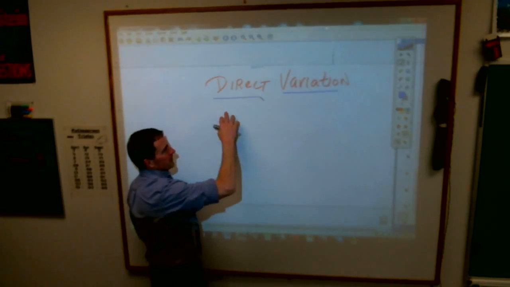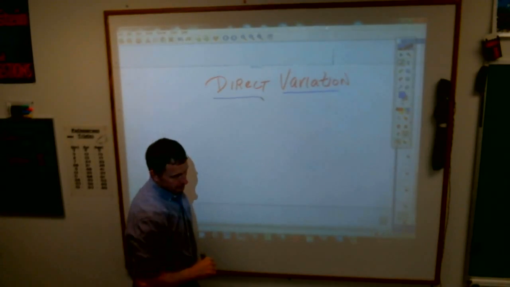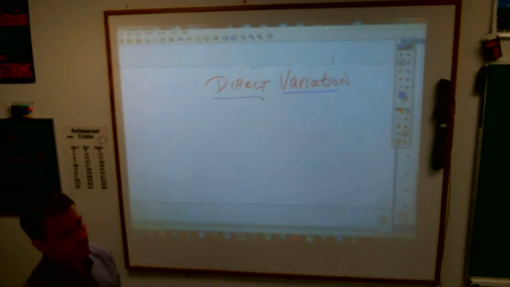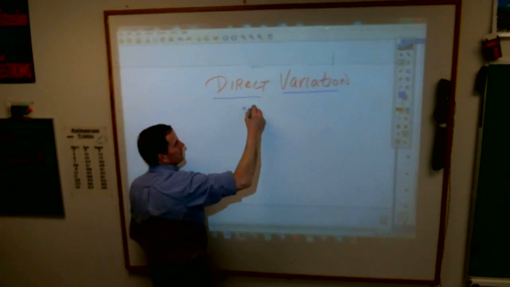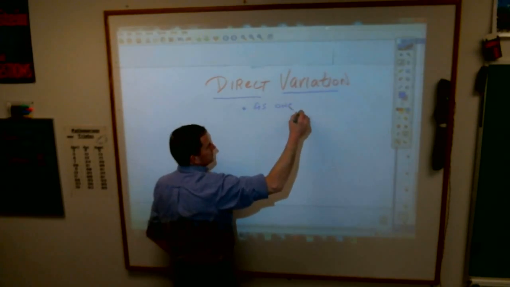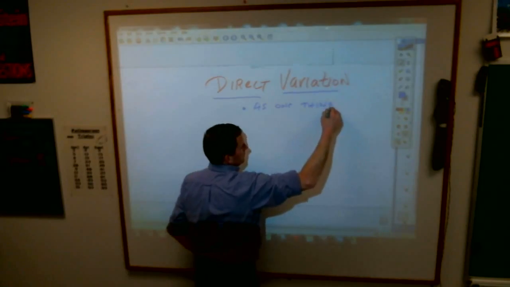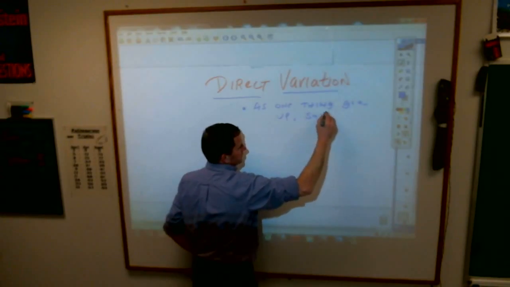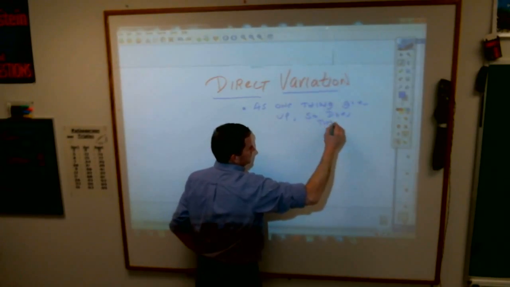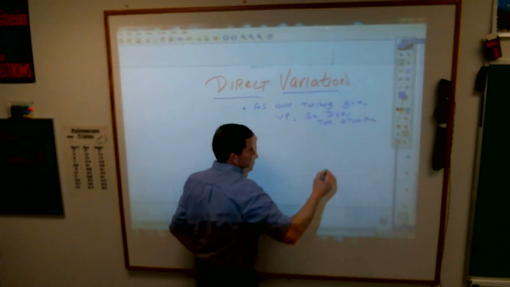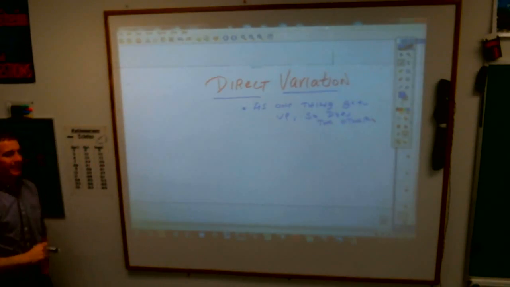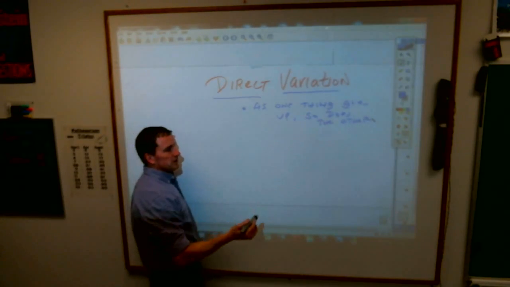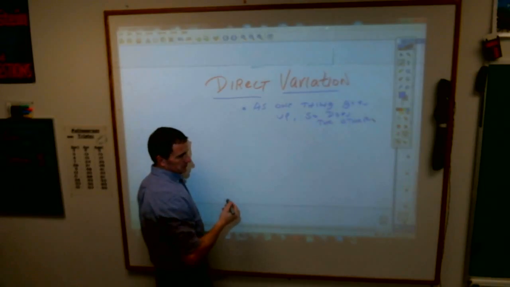First of all, if something varies directly, vary means changes. If something changes directly, it simply means this: as one thing goes up, so does the other. Which won't make any sense to you until we talk about this. For example, speed compared to distance is direct variation.